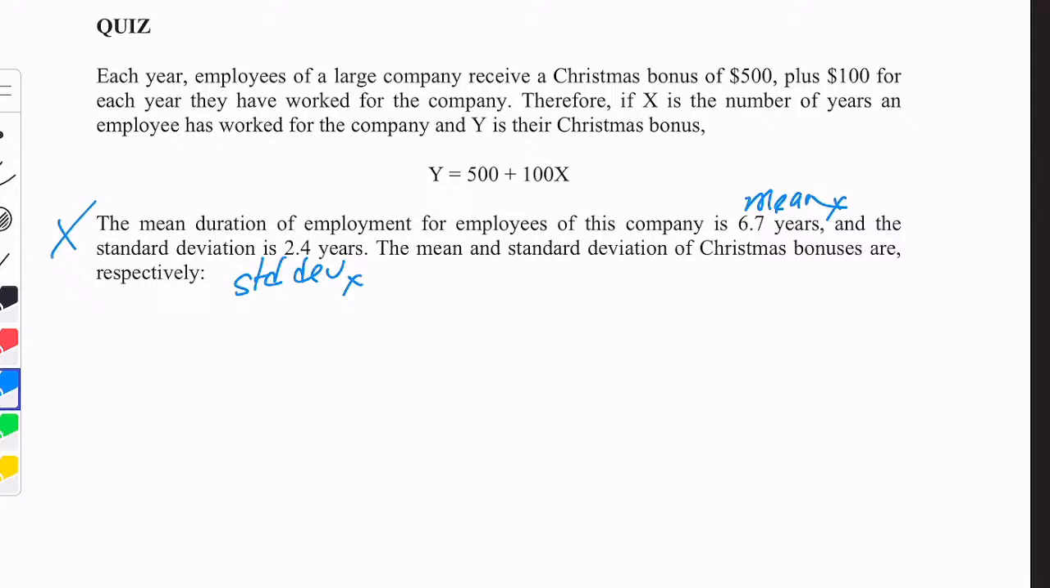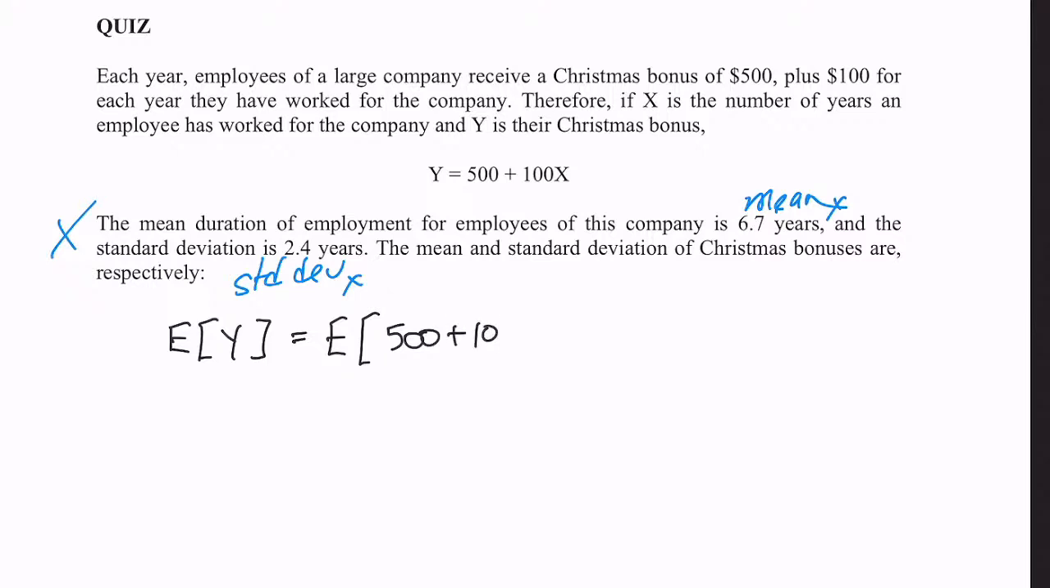Can I use this information on the employment to calculate mean and variance for this new variable? Well, yes, I can. It turns out that I'm going to write it like this. The expected value, or the mean, of Y would just be the mean of 500 plus 100X.